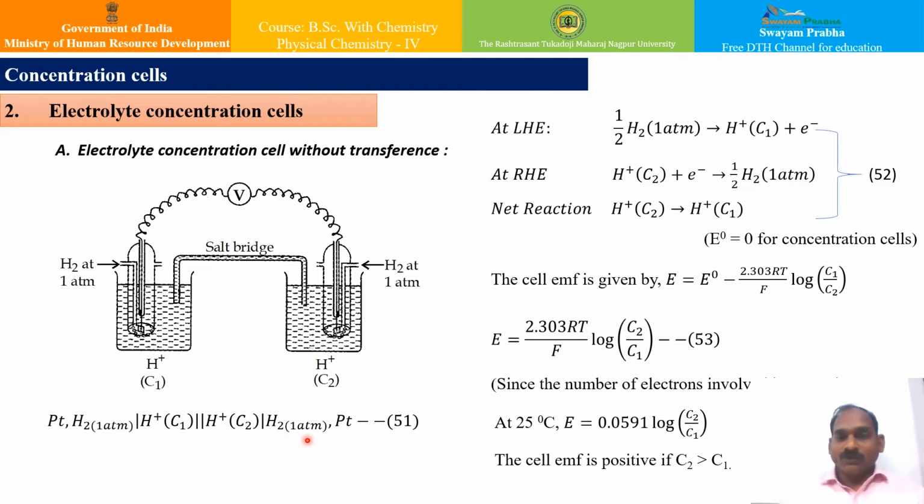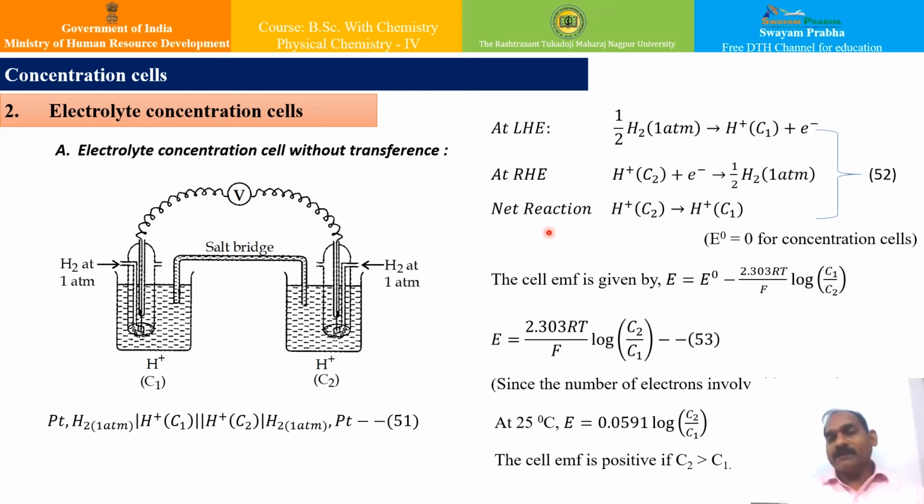Okay, so what is the reaction at the left hand side electrode? Basically, at this electrode, the oxidation will take place. So hydrogen at 1 atmosphere will lead to 2H plus 2 electrons, and the 2 electrons will be lost. These electrons will be gained at the right hand side electrode, and hydrogen is released. So the net reaction will be hydrogen ion at concentration C2 will give hydrogen ion at concentration C1.